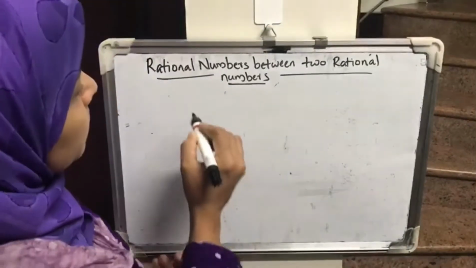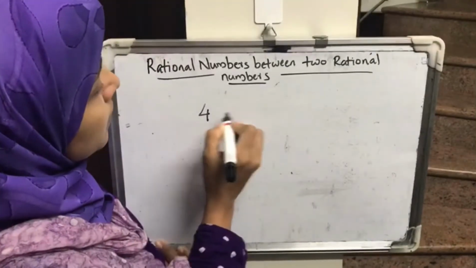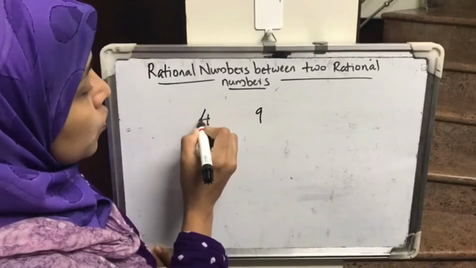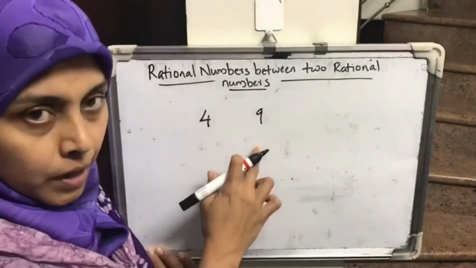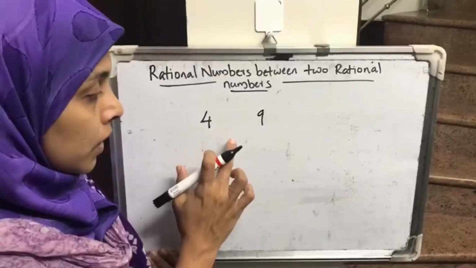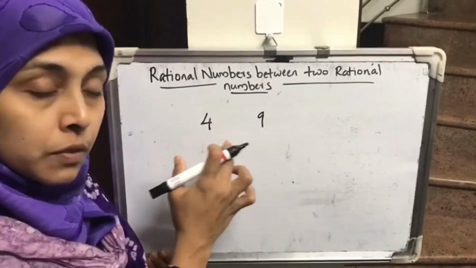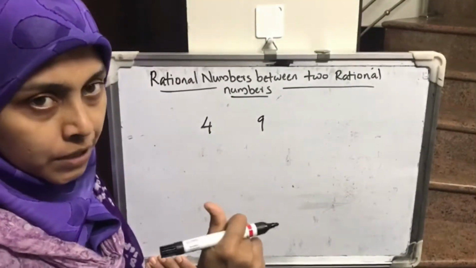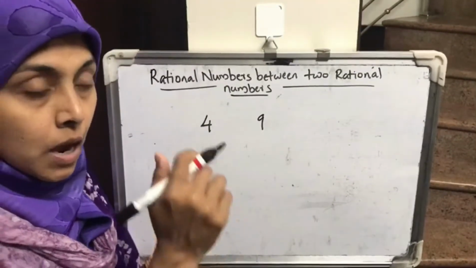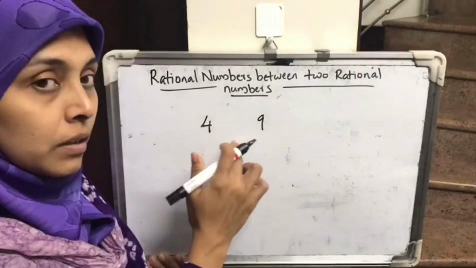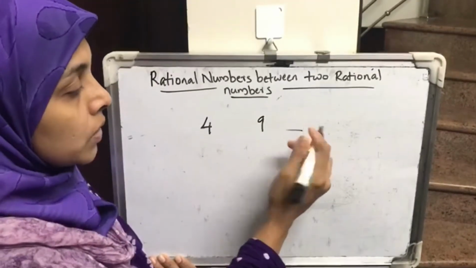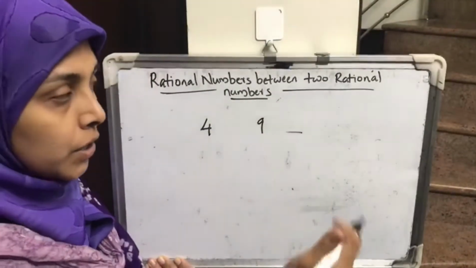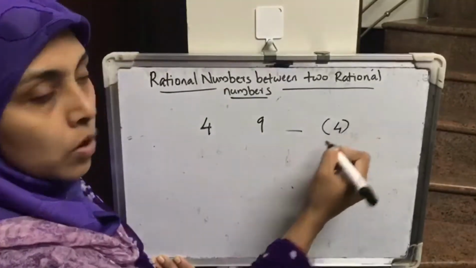If two natural numbers are given, 4 and 9, all of you know what the natural numbers in between these two are. It is very easy. It will be 5, 6, 7, 8. There will be a definite number. We got 5, 6, 7, 8, 4 natural numbers.